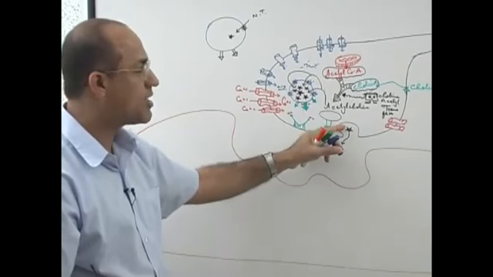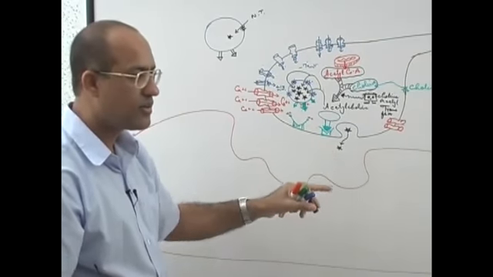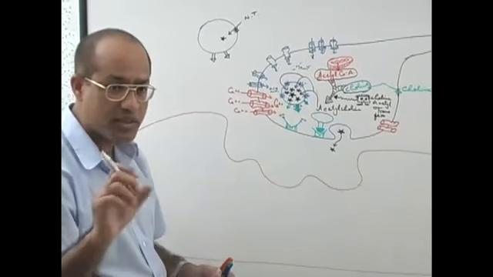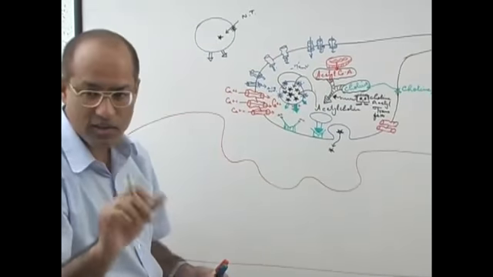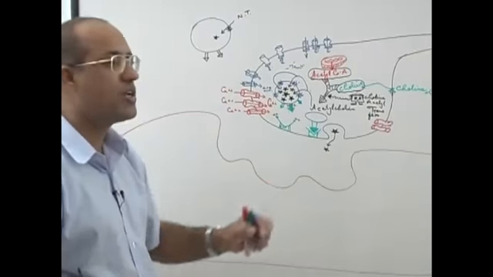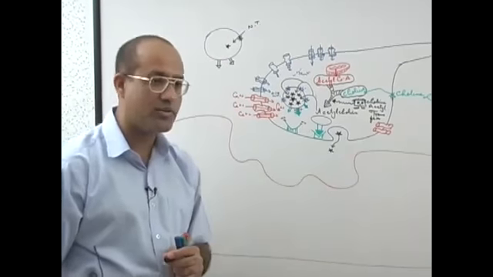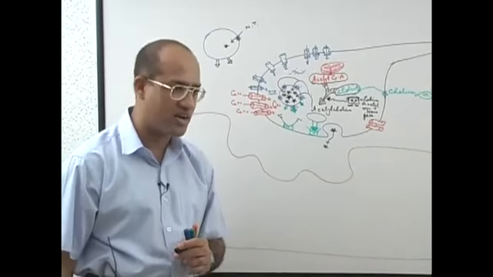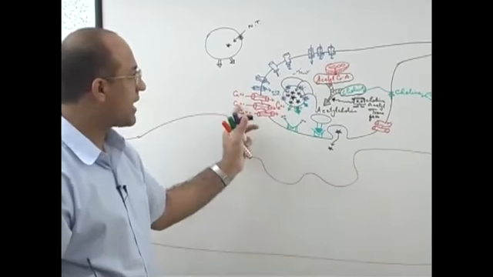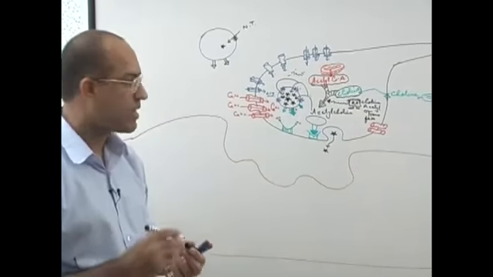This process is called exocytosis. Endocytosis means taking up some material. Exocytosis means release of some material. This is also called exocytosis of neurotransmitters from the nerve ending, which is calcium influx dependent.